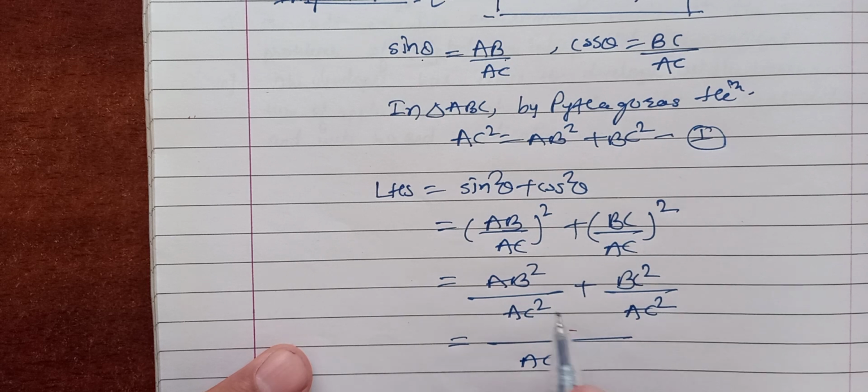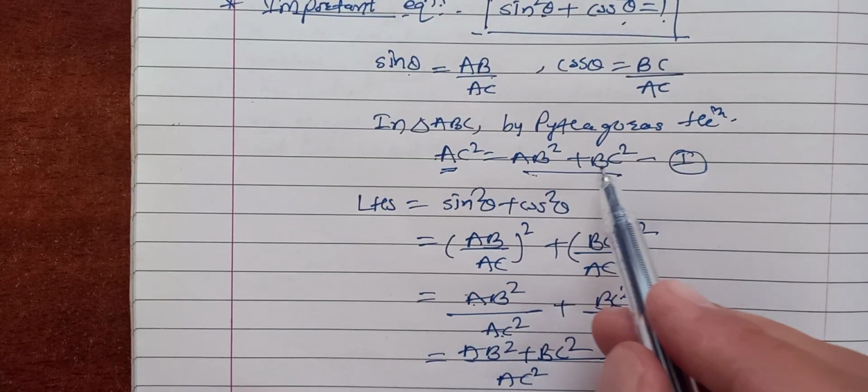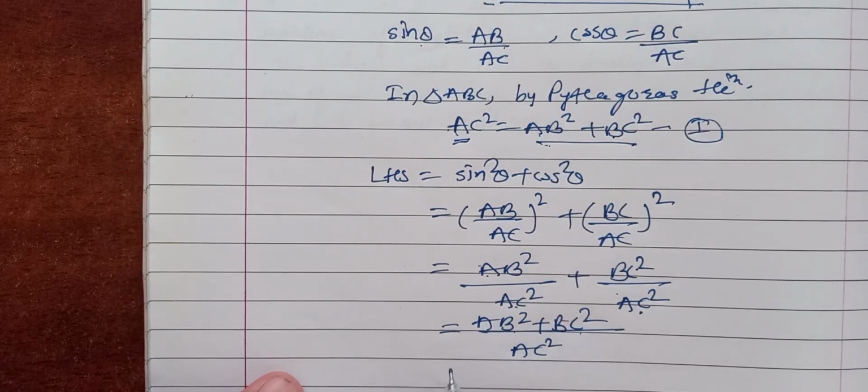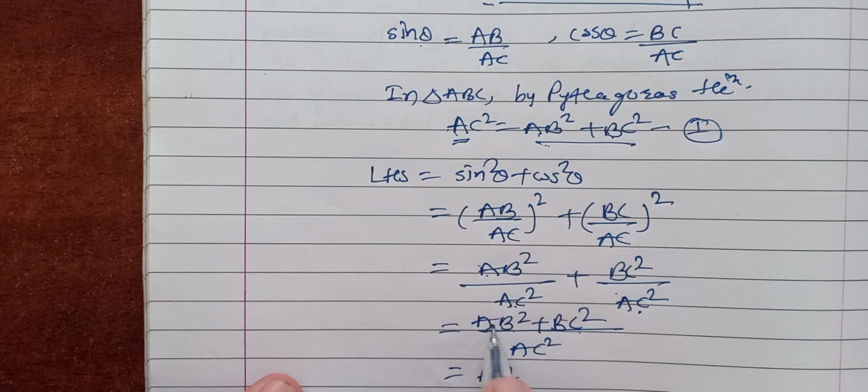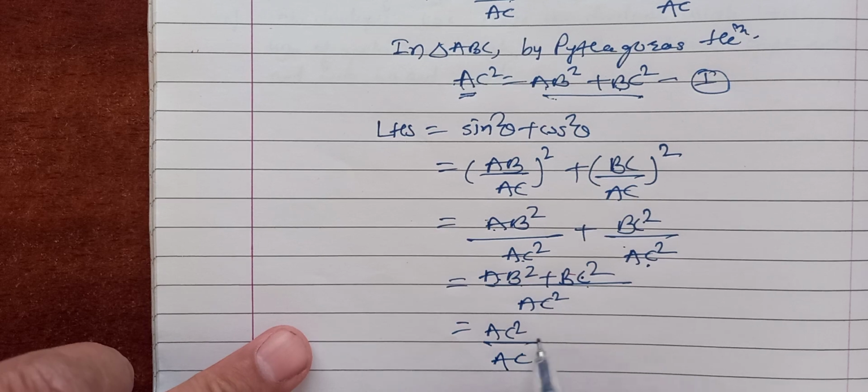So it is AC square. And if we add this one, AB square plus BC square, because the denominator is the same. And we know AB square plus BC square, what is the value? AC square. So we can put this value here, AC square. This is the value of the numerator from the first, upon this denominator AC square.